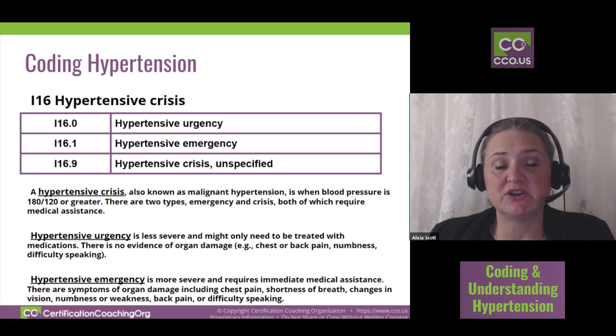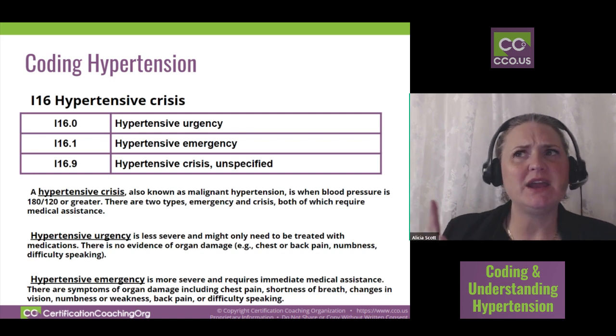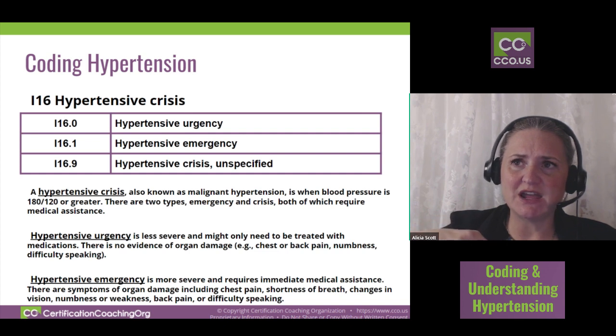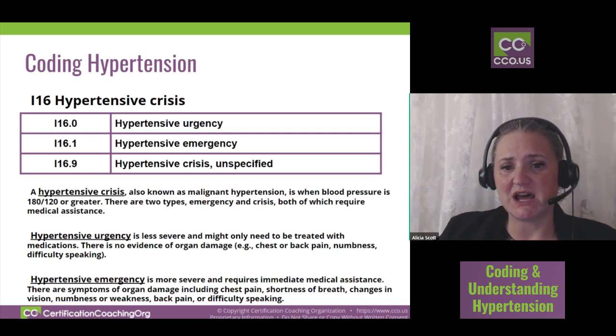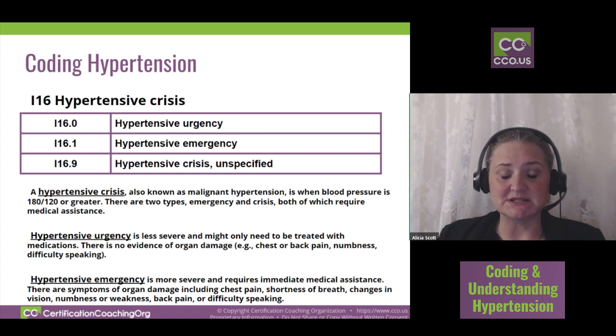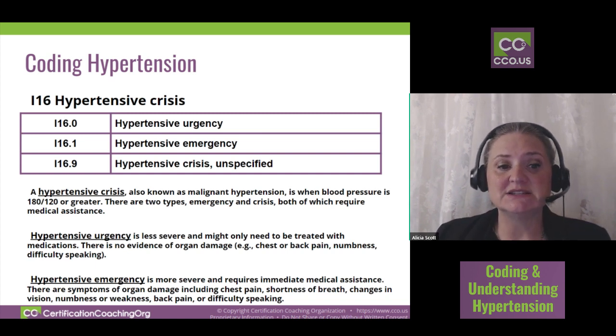So what does a hypertensive crisis mean? It's malignant hypertension. You think, wait a minute, I remember on that first slide, malignant and benign was I10. So why are we saying hypertensive crisis is I16? Well, what happens is the blood pressure is 180 over 120 or higher. And let me tell you, that's high blood pressure. There are two types, emergency and urgency, and both require medical assistance.